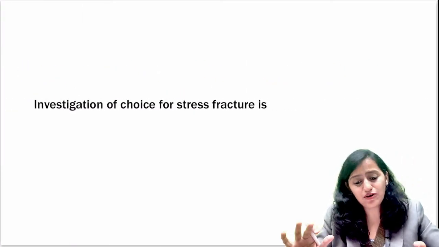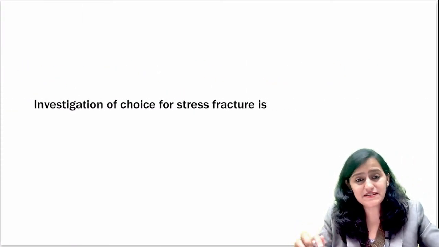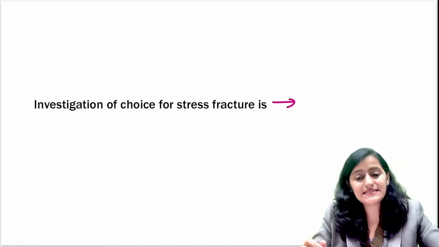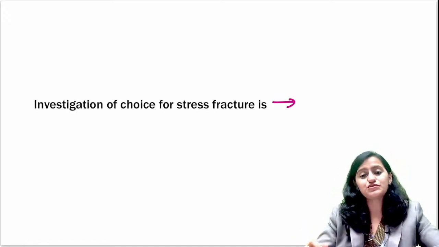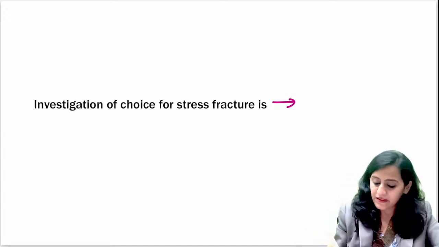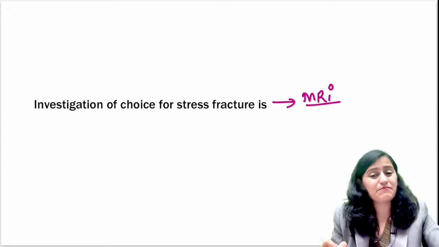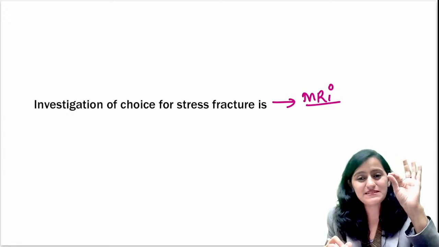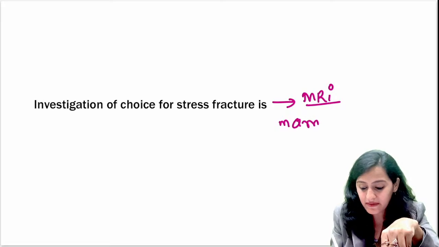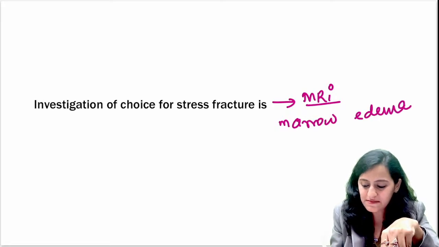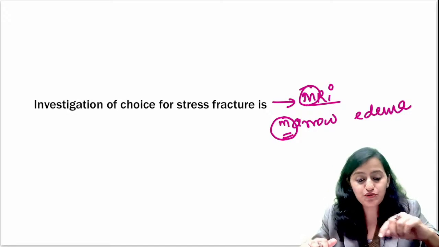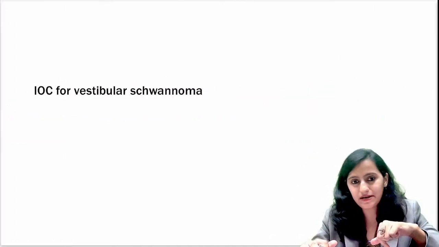So, we are on the topic of investigation of choice. What is the investigation of choice for stress fracture? X-ray, CT, MRI, ultrasound? Very good. For stress fracture, it is MRI. It's a very small fracture which might not be seen on CT. But it does have the surrounding bone marrow edema. Remember, wherever you want to see marrow edema, M for M, it is going to be MRI. So, investigation of choice for stress fracture is MRI.